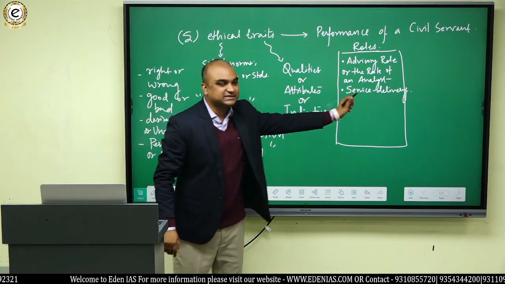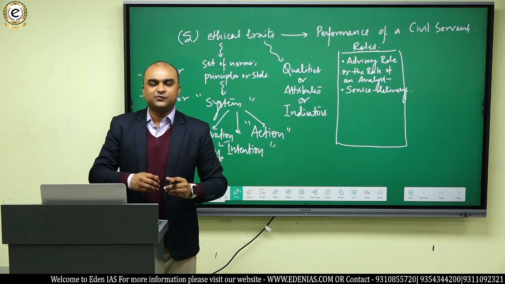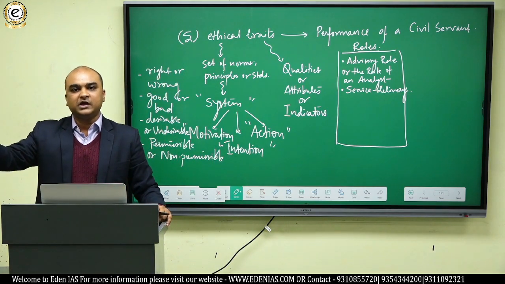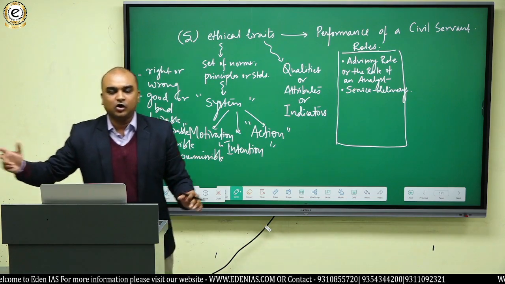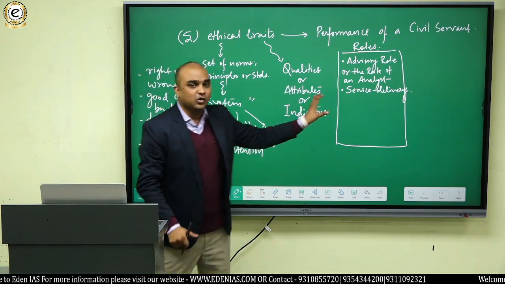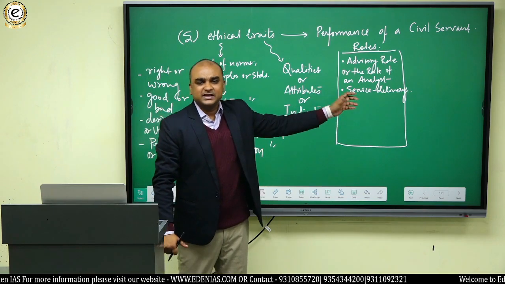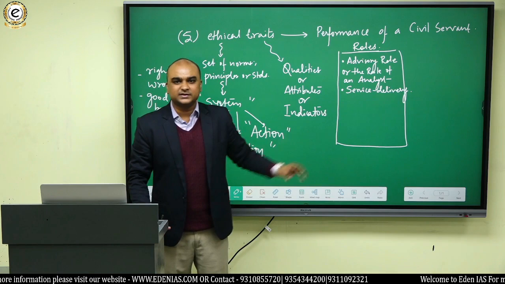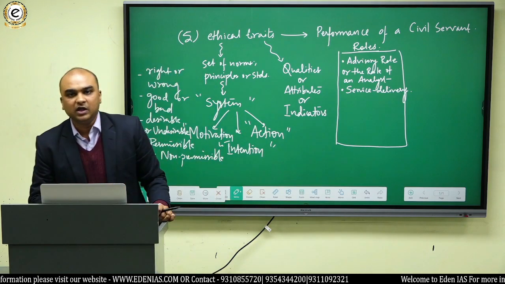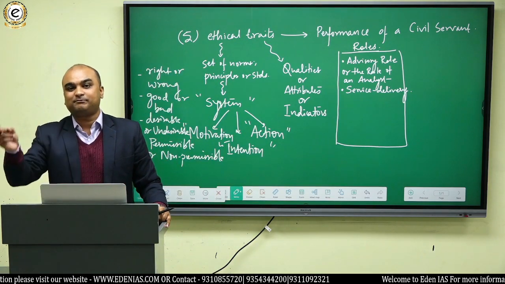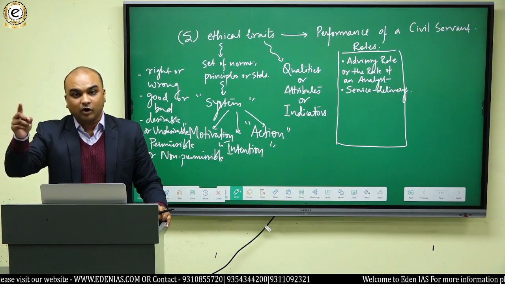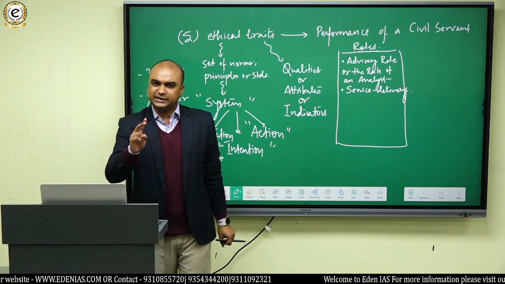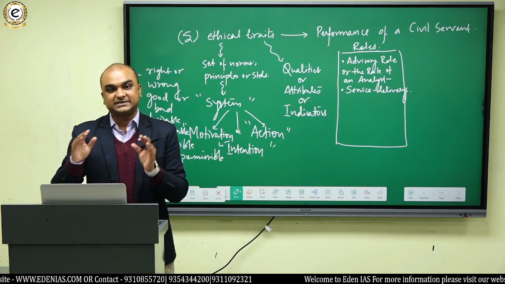So service delivery, think of the various benefits that flow from different schemes. Say, for example, think of the Pradhan Mantri Awas Yojana or the Ujjwala Yojana. Who is actually implementing the scheme? It is the civil servants. That's why civil servants' second important role is to actually execute the policy which was framed on the basis of their advice. That's why service delivery is the second important role of the civil servants.